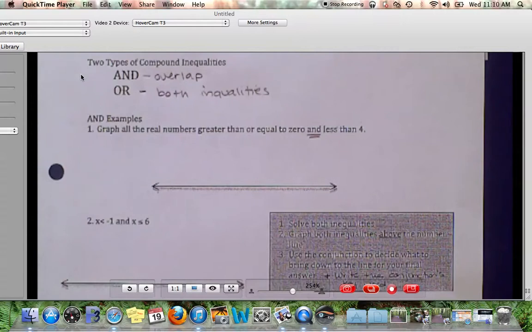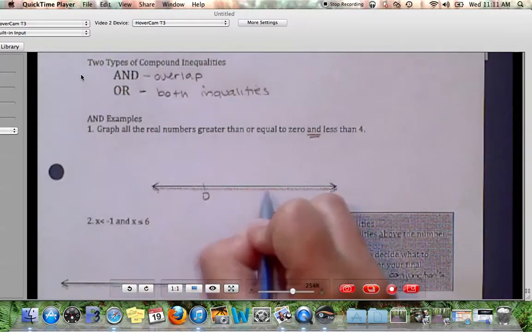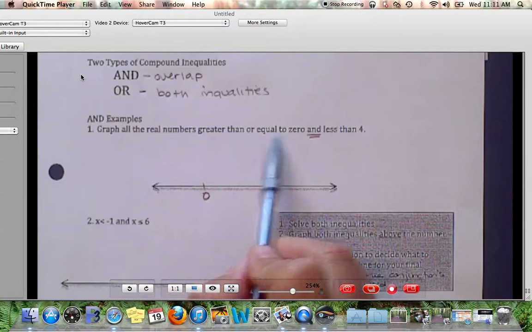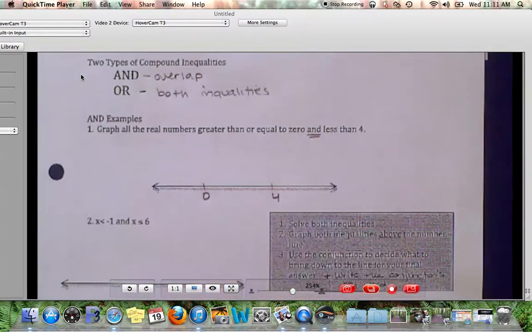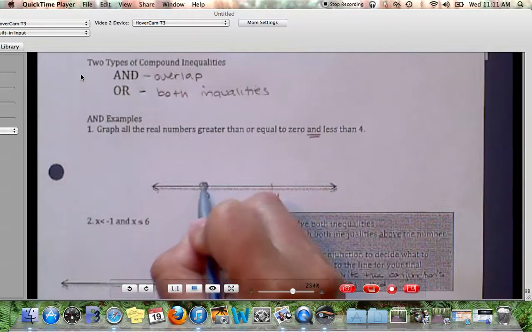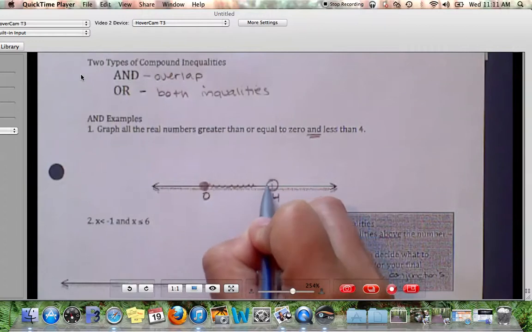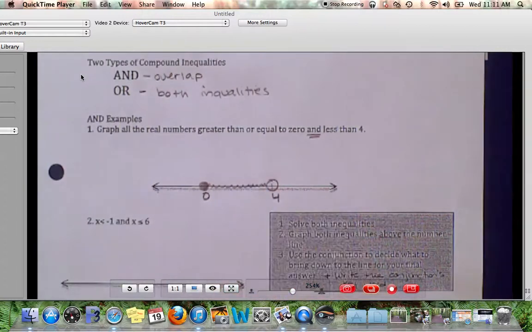So we know that we want all the real numbers that are greater than or equal to 0 and less than 4. Now before we do that, let's actually just think about this. Here's 0, here's 4. So greater than or equal to 0 and less than 4. Where would those numbers be? Greater than or equal to 0 would be like this. But it has to be less than 4. It can't be 4, so we use an open circle. So this is what we're talking about: greater than or equal to 0 and less than 4. It has to fit both of those.